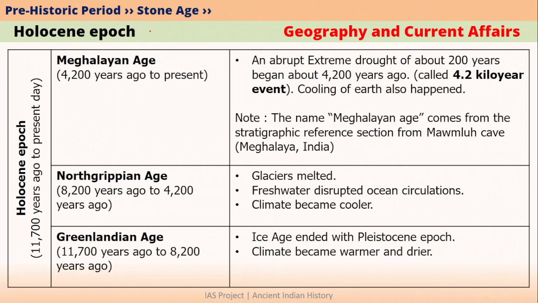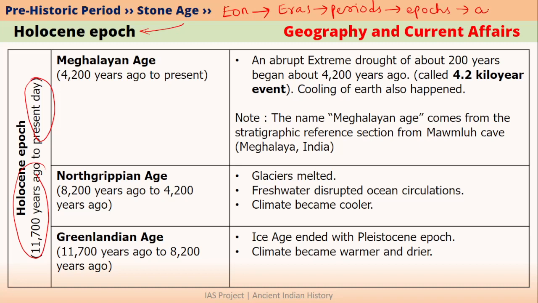So we were discussing the Holocene Epoch. Let's look at the Holocene Epoch in a bit more detail. We said that the Holocene Epoch started almost 11,700 years ago and it is continuing even till the present day. The Holocene Epoch has been divided into three ages. We know that when we are talking about the geological time scale, Eon is the largest part. Eon is divided into many eras and eras are divided into many periods, which are again divided into many epochs, and epochs are divided into many ages.